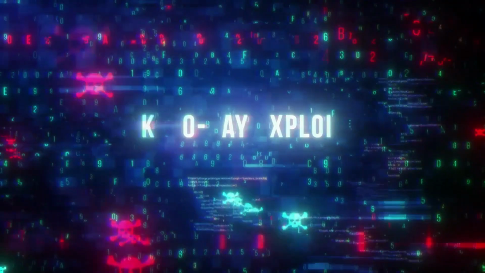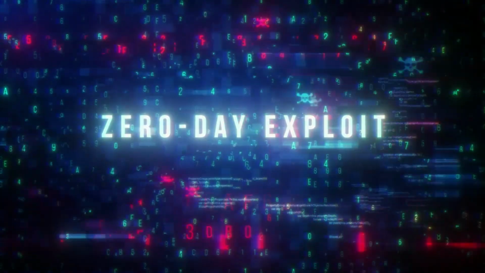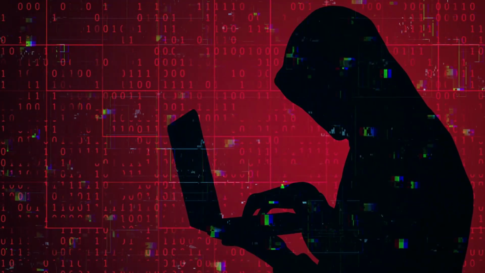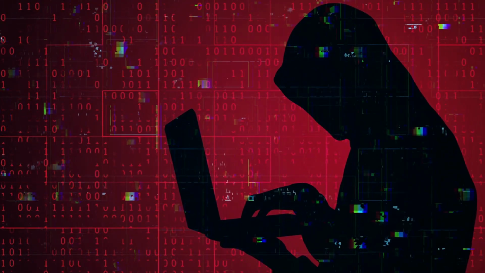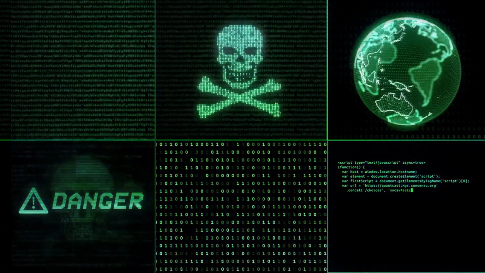Number 1. Zero-day vulnerabilities. A zero-day vulnerability is a security flaw that becomes known to attackers before developers release a fix. Because there is no patch available yet, hackers can exploit the weakness immediately, making these vulnerabilities extremely dangerous.